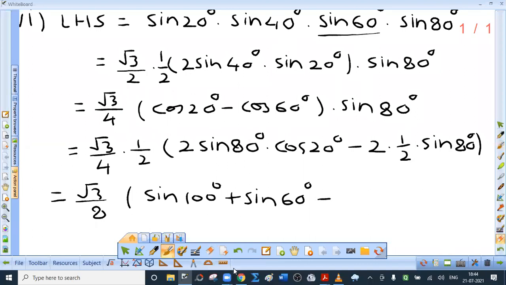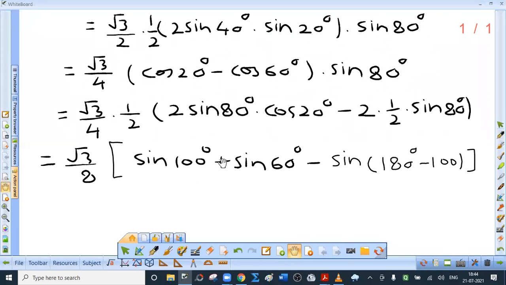Now let me explain. Can I write sine 80 as sine of 180 minus 100? Yes, I can. I have not changed the angle and I should not, but the same angle I can write in a different form. Why? Because I have to simplify this. So this is root 3 upon 8, sine 100 degree as it is. What is sine 60 degree?